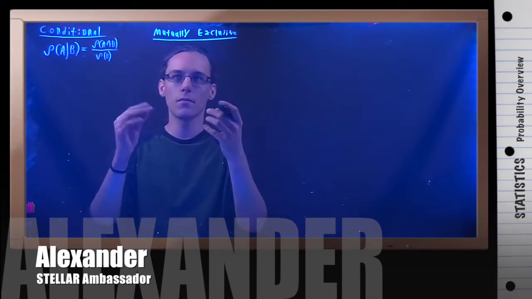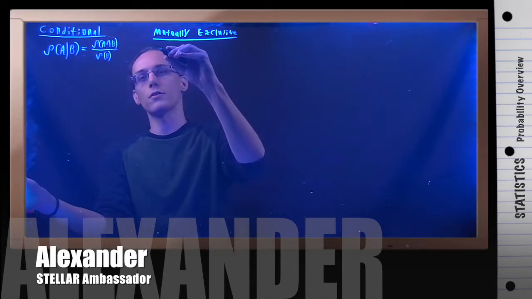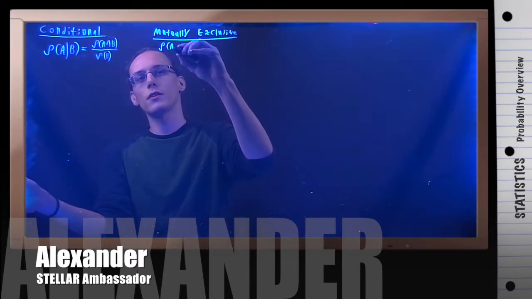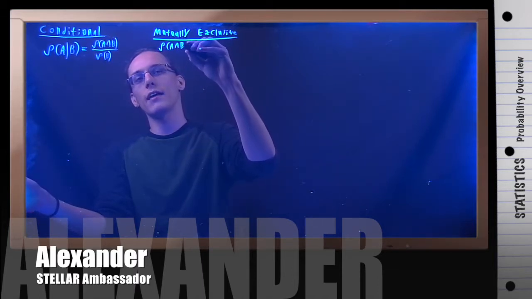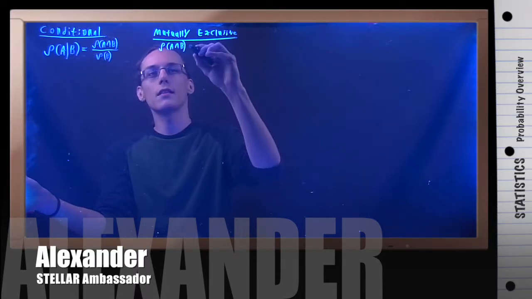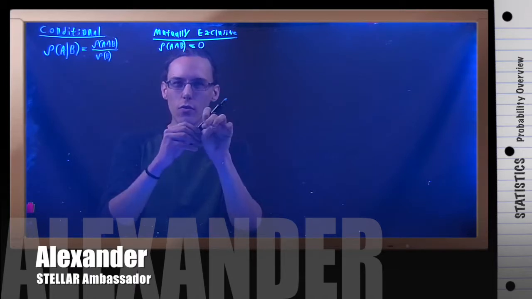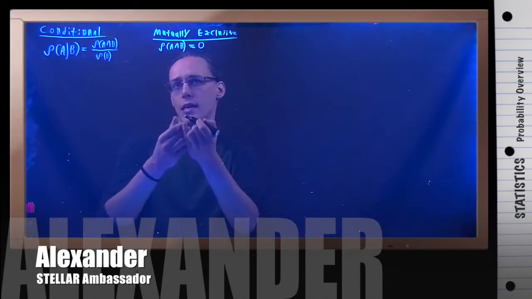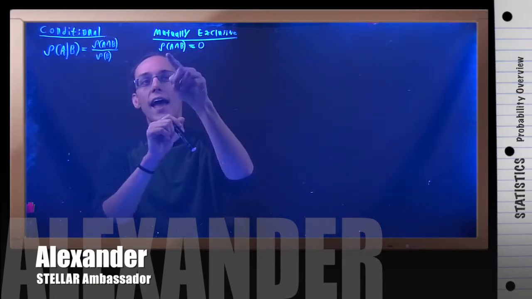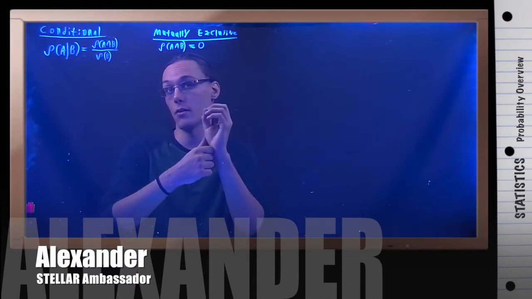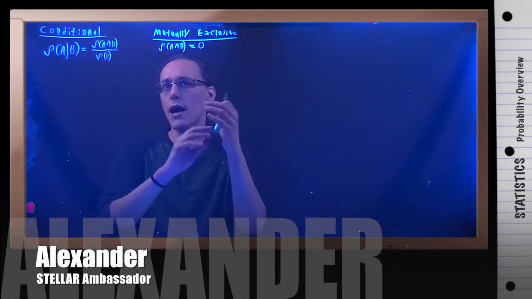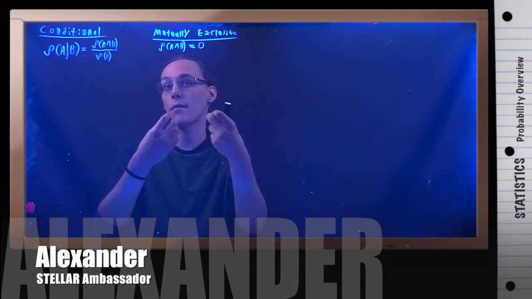What does this mean? Well, first of all, here's the mathematical definition. If 2 events are mutually exclusive, so the probability of A and B, that means that this probability right here is going to be 0. So it means that 2 events cannot happen at the same time. The probability of A and B occurring is 0. That doesn't mean that the probability of either one is impossible, just that they can't happen together.